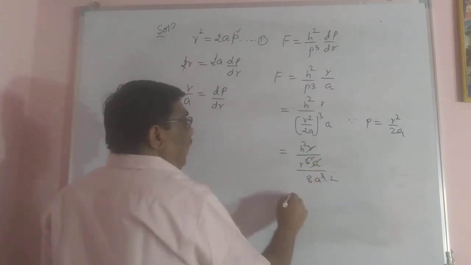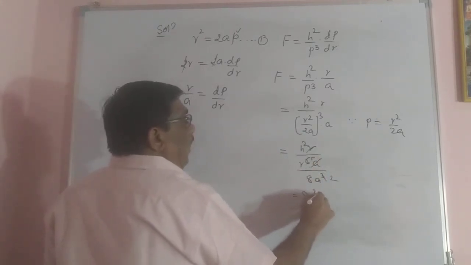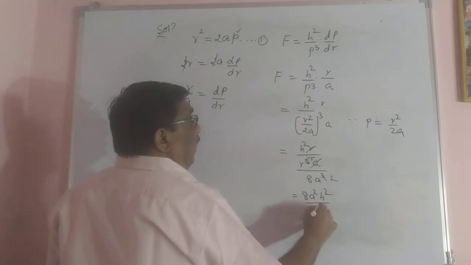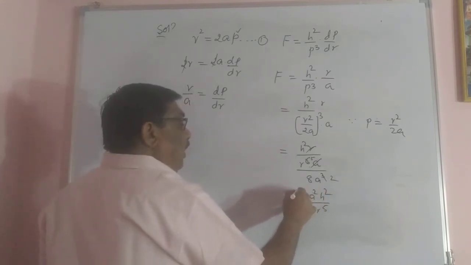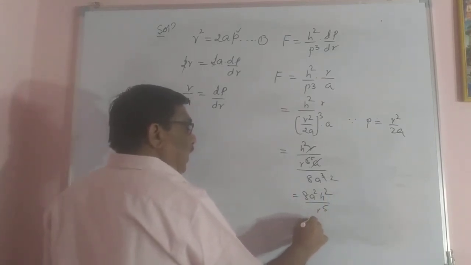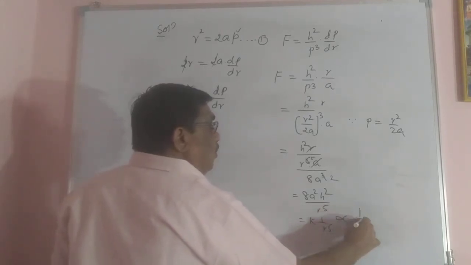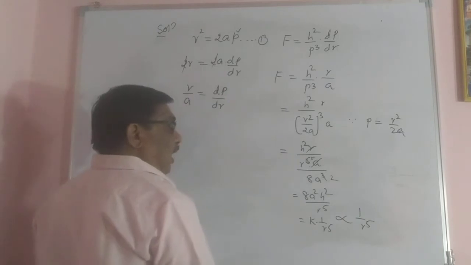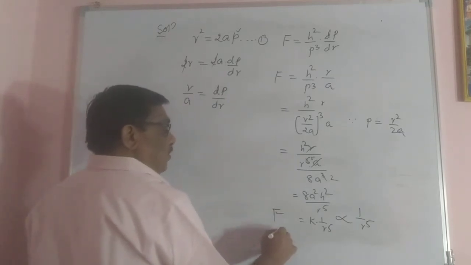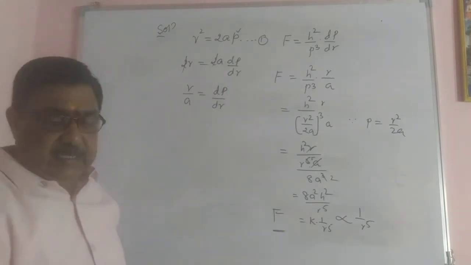8a square goes to numerator. 8a square h square divided by r raised to 5. Totally the numerator is constant, k into 1 upon r raised to 5, or it is proportional to 1 upon r raised to 5. This is the law of force. This one example, 2 marks example.